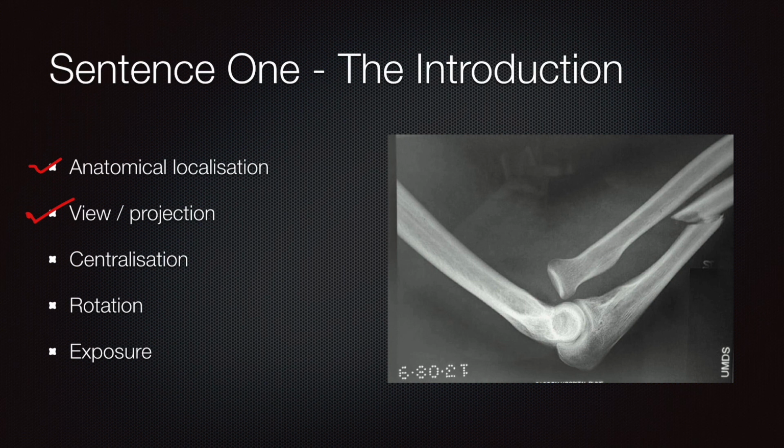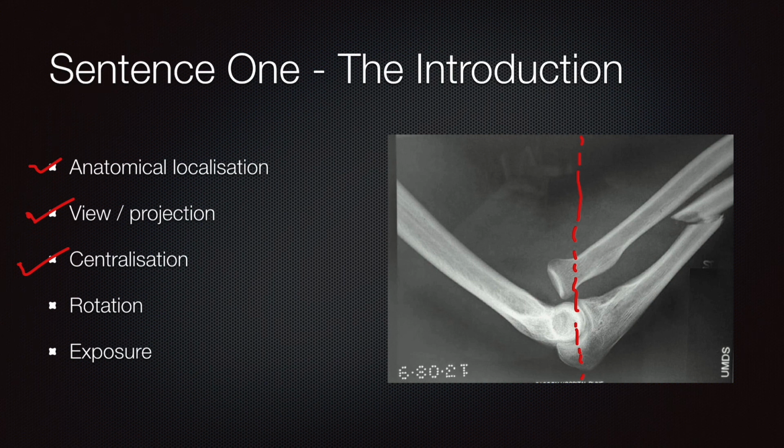Then the 3 general characteristics which you are expected to comment on are the centralization, the rotation, and the exposure. So the centralization refers to the centralization of the X-ray, which means that whatever is supposed to be roughly along the midline in the body should be on the midline of the X-ray. On a general principle, if the X-ray is focusing on the elbow joint and the proximal forearm, then the elbow joint should be towards the center of this X-ray, which we can see. So this is a well centralized X-ray.